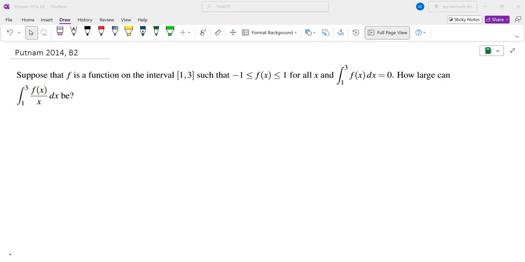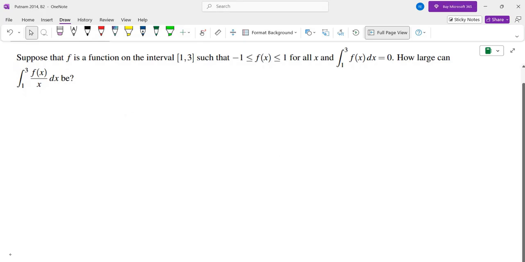In this video, I'm going to go over problem B2 from Putnam 2014. Suppose f is a function on the interval 1 to 3 such that f of x is between -1 and 1, and we have integral of f of x from 1 to 3 is 0. How large can this integral be?